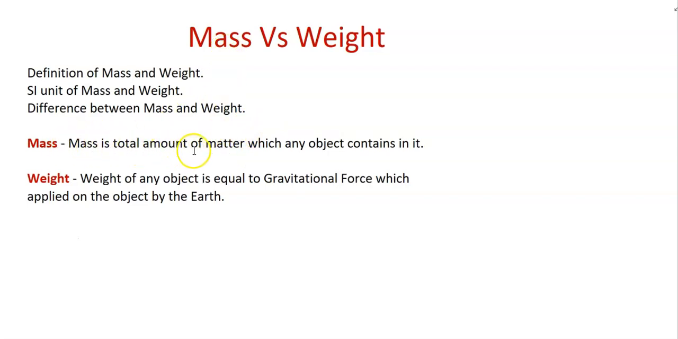Everybody knows about the mass. Mass is the total amount of matter which any object contains in it. Each object contains some matter, so that measurement of matter is called mass. At any place you can measure the mass and it is measured in kilogram, kg. Okay, now come to the point of weight.